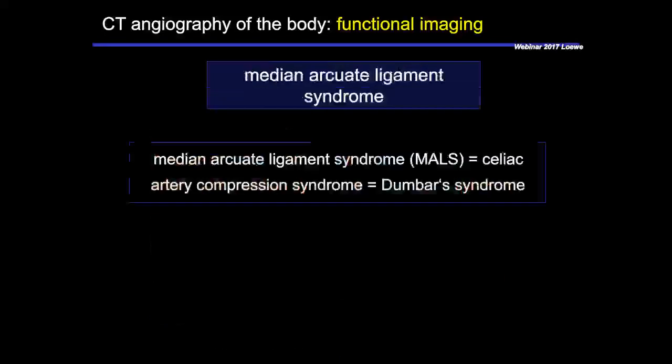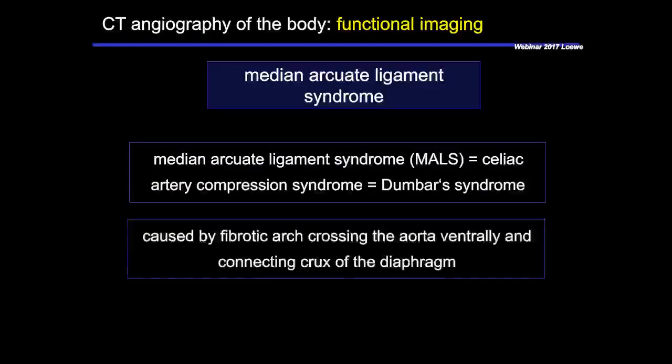Very challenging is even the assessment of the median arcuate ligament syndrome, also called Dunbar syndrome. You know, you see a stenosis of the celiac trunk in many patients, and sometimes it's very unclear if this is causing symptoms. So a patient is coming for diffuse abdominal pain, then you see this stenosis of the celiac trunk, and you don't know if this is an incidental finding or if this is really a pathology. And in many patients, this is caused by a fibrotic arch crossing the aorta ventrally and connecting both crura of the diaphragm, the so-called median arcuate ligament.